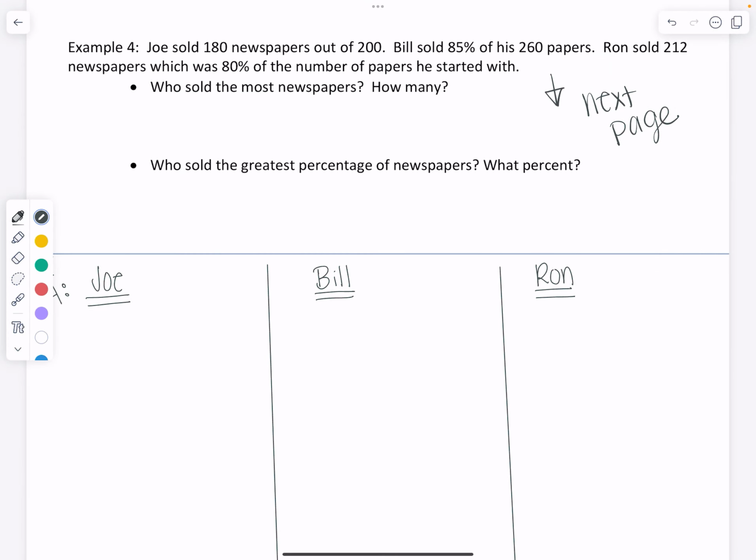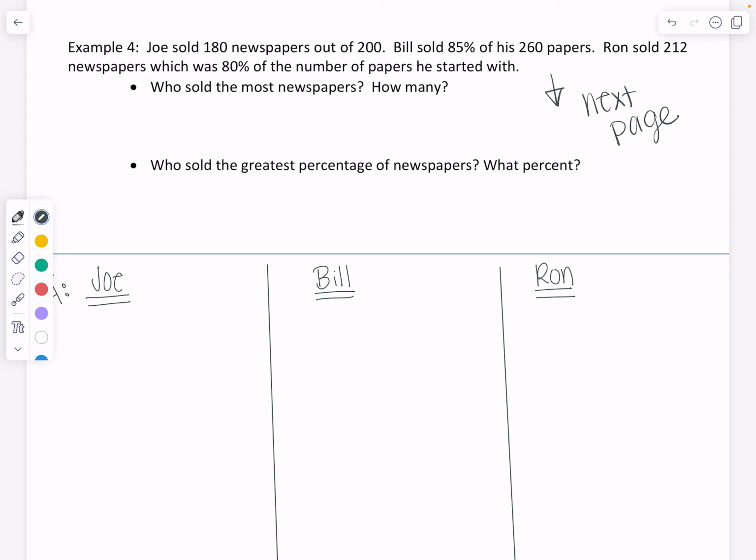So here's another example. Joe sold 180 newspapers out of 200. Bill sold 85% of his 260 papers. Ron sold 212 newspapers, which was 80% of the number of papers he started with. A, who sold the most newspapers and how many did they sell? And B, who sold the greatest percentage of newspapers and what was the percent?